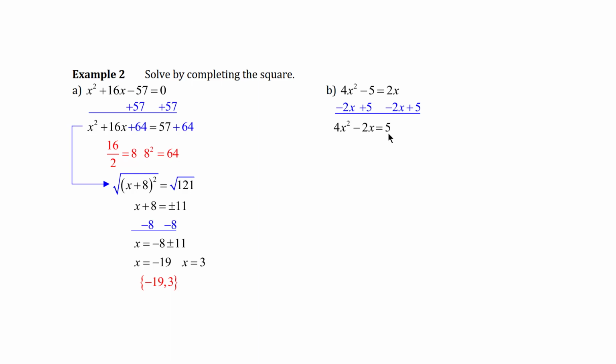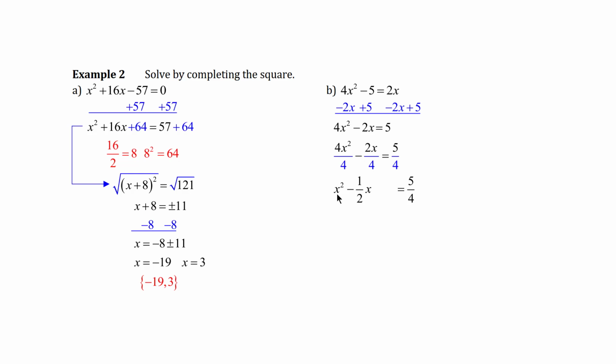The second step is dividing both sides by the coefficient of x squared, because the coefficient is not 1. So we need to divide each term in the equation by 4. Simplifying the first term, 4x squared divided by 4 is x squared. Simplifying the second term, negative 2x over 4 is negative 1/2 x. And then for the last term, 5 over 4 is just 5 over 4.